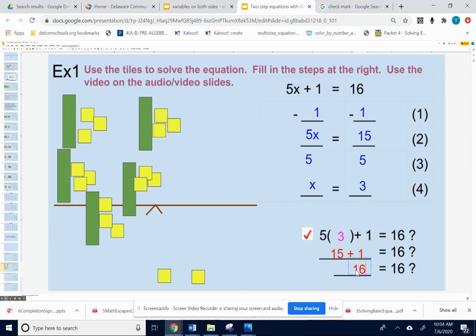There will be an audio button on your Google Slides that goes along with this, and you can always get hints. But please try to get these on your own first. But the big idea: get all of your rectangles, x's, together first. We did that by taking away 1 from each side. And then we divided each side up equally into 5 groups. And then we ended up with each x is equal to 3.